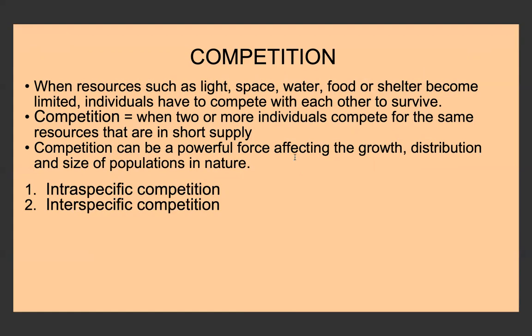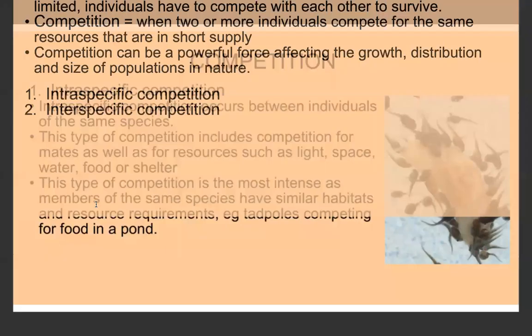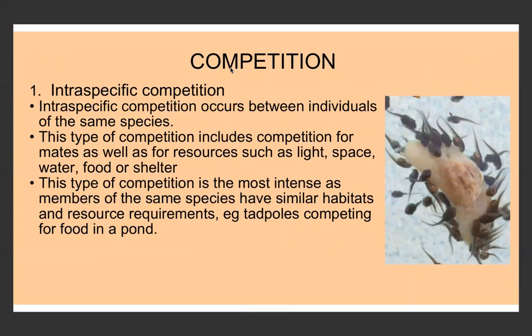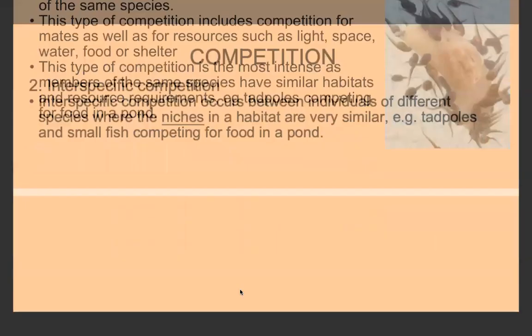There are two types of competition, intraspecific and interspecific. Intraspecific competition occurs between individuals of the same species. So this would usually be competition for mates, as well as for resources like light, space, food, water, and shelter. And this is the most intense type of competition because members of the same species will have similar habitats and resource requirements. They'll all need the same type of food, the same type of shelter. They'll all want mates, that sort of thing.